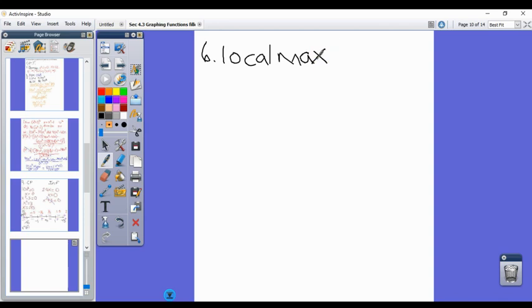Okay, so my local max is at negative square root of 3. And if I plug that into my original equation to get my y coordinate that corresponds with that, I'm going to get negative 15 square root of 3.